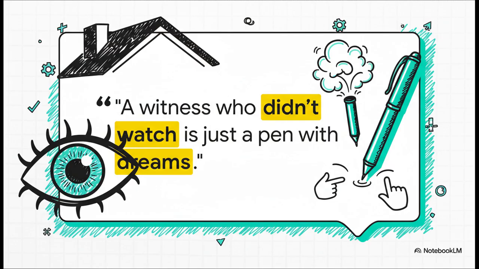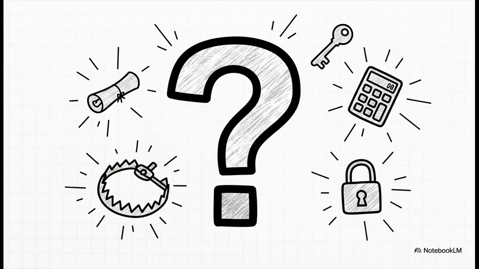And finally, let's talk signatures. The rule for witnessing a signature is so simple. You have to physically see the person sign the document. The only exception is for verified electronic signatures. And to make sure that rule sticks, just remember this little saying: a witness who didn't watch is just a pen with dreams. You are doing great navigating this map.